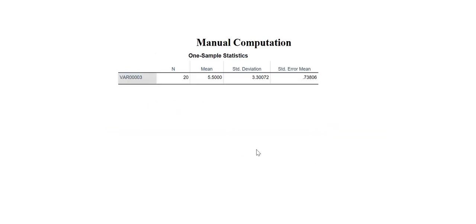To be able to use the formula, we need the summary statistics. This is the same summary statistics we got from our SPSS output. We have the mean and the standard deviation. So we use the formula t equals x bar minus mu over s over square root of n. X bar is 5.5. Mu is the hypothesized mean, which is what we are comparing our population mean to, which is 5. Our sample standard deviation from the table here is 3.3, and our sample size is 20. We compute this, and this gives the same test statistic we got from the previous table.